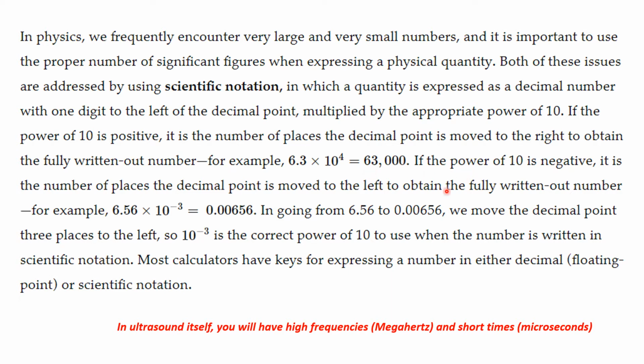If the power of 10 is negative, it moves the other way. For example, 6.56 times 10 to the minus 3 is, I move the decimal point 3 places to the left, and I get 0.00656. And so what we do is, we move the decimal point, and this is called scientific notation. Now, in ultrasound itself, you will have high frequencies in megahertz and short times in microseconds. So we will be using scientific notation.